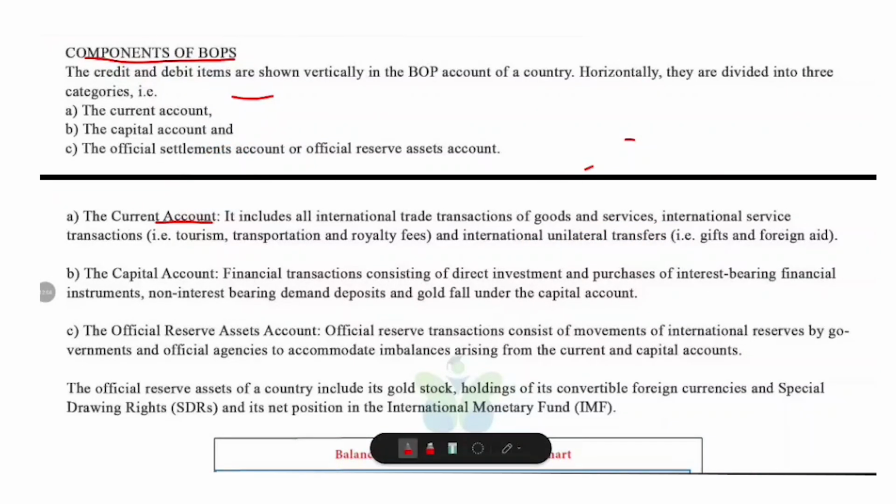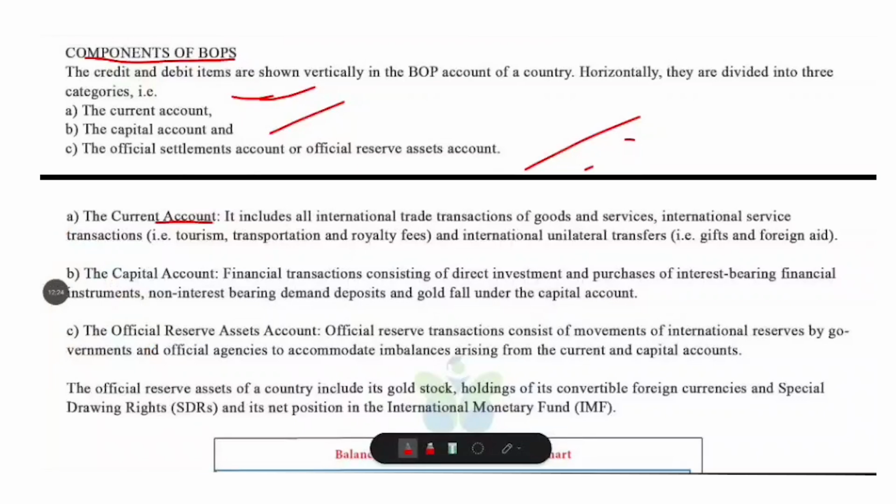Components of BOP. So the BOP is like a record book of all economic transactions between a country and the rest of the world, and the BOP is organized vertically as credits and debits and horizontally into three main accounts. What are they? Current account, capital account and official reserve account.